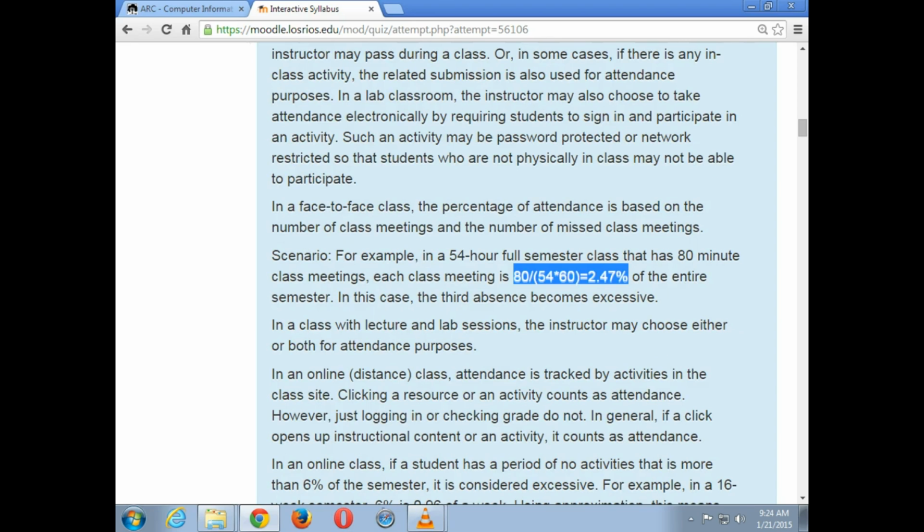So the first absence is not going to be excessive. The second absence is not going to be excessive. The third one is excessive, because the third one will bump the absence ratio to more than 6%. That translates to people can miss 2 classes with no excuses and still be in the class. The third one will bump you out. Is that okay?